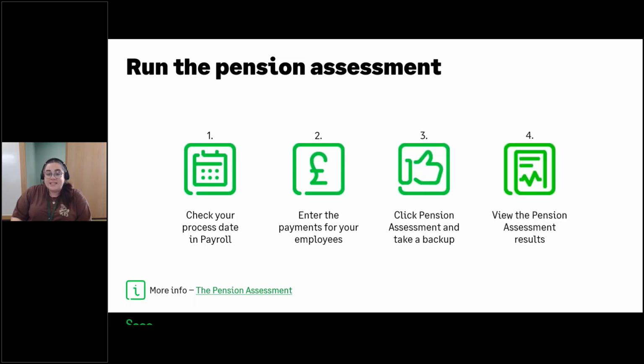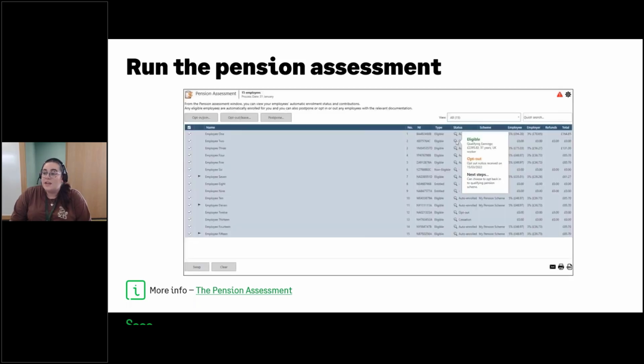And then last but not least is to view the report, so view the pension assessment results. The pension assessment will load up after this. It will assess your employees and you'll see something a little bit like this. All of that information for you is on one page, just to make it easy to view. And at this point, we're just going to dive straight into a demo and I want to show you what all of these different things mean.